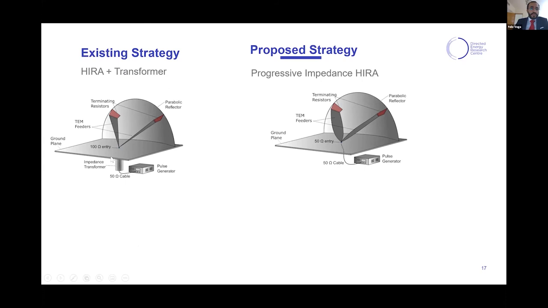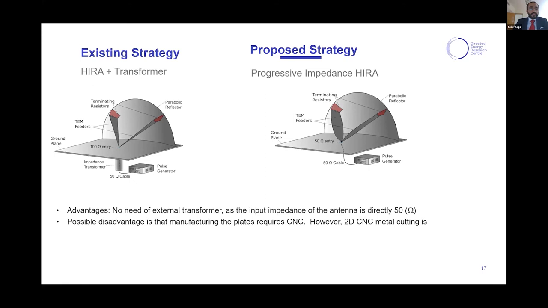In the traditional strategy, you have the impedance transformer. In this new strategy, you lose the TM feeders with this triangular shape, and you have something of a very curved shape, but you avoid the use of the impedance transformer. The advantage, of course, is that you don't need an external transformer, as the input impedance of the antenna is going to be directly 50 ohms. A possible disadvantage is that the manufacturing of the plates will require CNC.